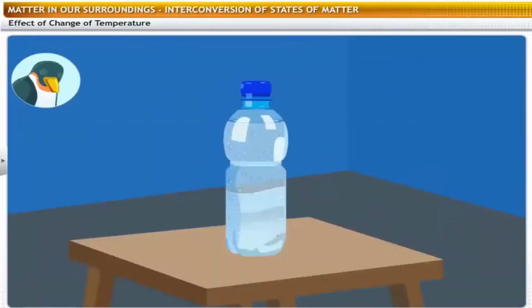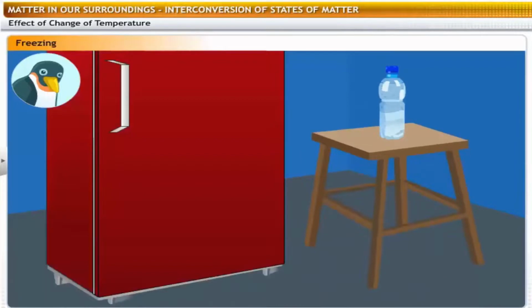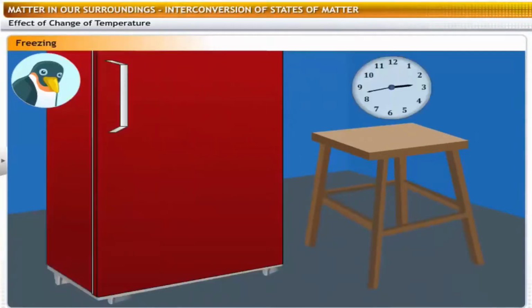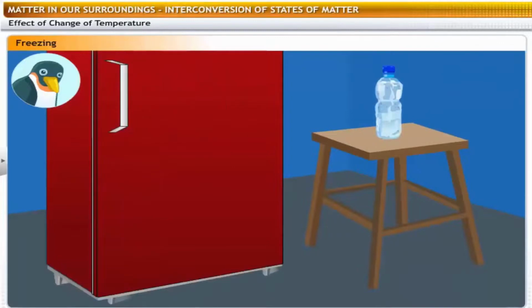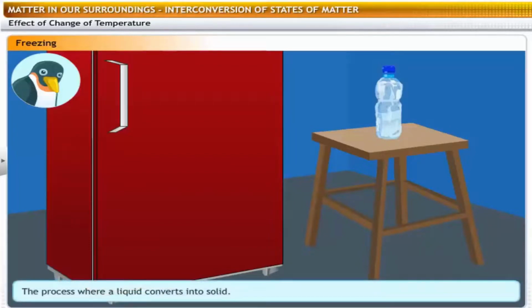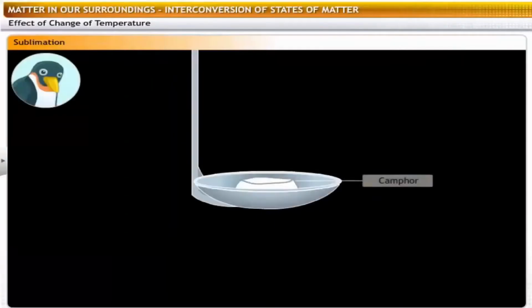Can I convert this liquid into a solid? Of course you can. Watch this. I'm going to place the same water bottle in the freezer and remove it after a few hours. See, the water in the bottle has frozen. A liquid converts into a solid when the temperature is lowered below its melting or freezing point. The process where a liquid converts into a solid is called freezing. Sometimes, a solid directly converts into a gas while heating, without changing into liquid.